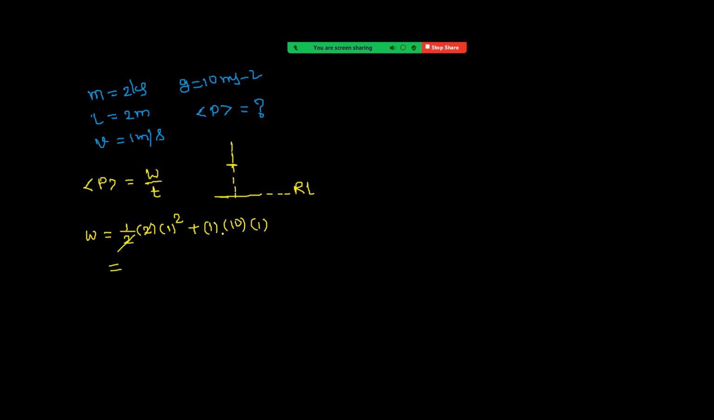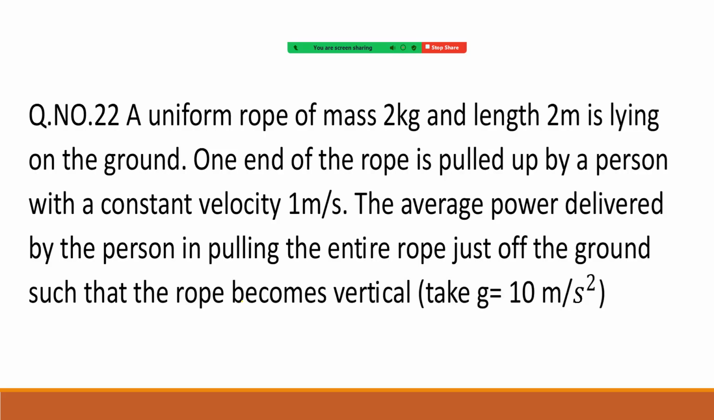2 gets cancelled. This is 1, this is 1, and that is now 10. 10 plus 1, 11. 11 joule. Right? So average power delivered by the person is equal to work done 11 joule, time taken, it is 2 seconds, right? Because length is 2, velocity 1 meter per second. So this is now 5.5 watt. Okay. Like this, we can calculate. See next one.